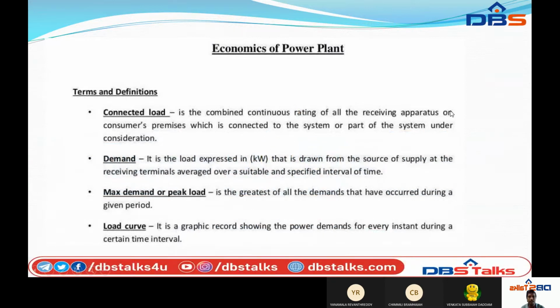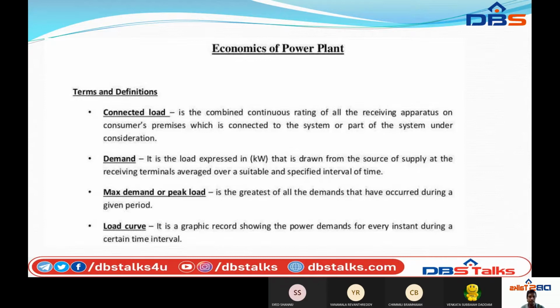Economics is directly related to money. But in power plant economics, we are dealing with costs like running cost, maintenance cost, and loads, how much load is required to run the plant, and basic definitions and terms about power plants. We already know that loads are classified into different types. First of all, base load. Base load is the power quantity that has to be supplied by the power plant at all times.